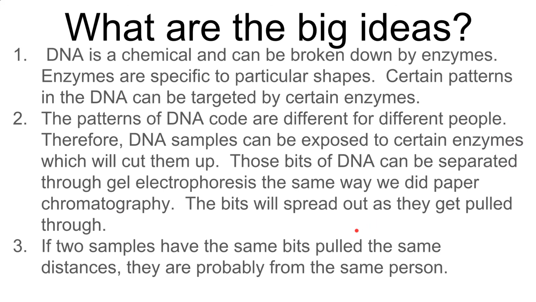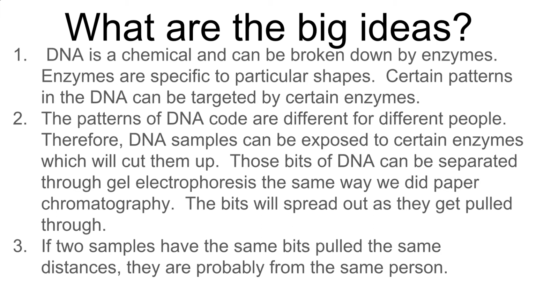So the big ideas here. DNA is a chemical. It can be broken down by enzymes or with the assistance of enzymes. Enzymes are specific to particular shapes. So certain patterns in the DNA are going to be targeted by certain enzymes because certain patterns can have certain shapes, and then you can have certain enzymes to find those patterns and then cut the DNA at those points.